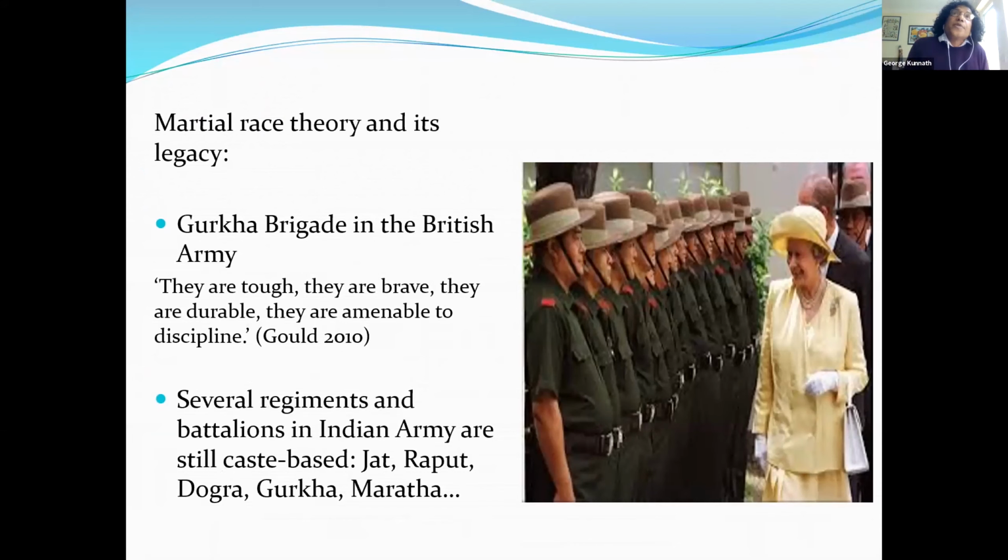So what you find is the legacy of this martial race that exists today. Like in the British Army, the Gorkha Brigade, for 200 years, they've been recruited. And what do they say? They are tough, they are brave, they are durable, they are amenable to discipline. This kind of creation of a myth about people helped the colonial rule, colonial strategy, and that still continues. In the Indian Army, you still find caste-based battalions like Jat, Rajput, Dogra, Gurkha, Maratha. Even in the Indian Army today, these battalions exist. So this whole legacy still continues.